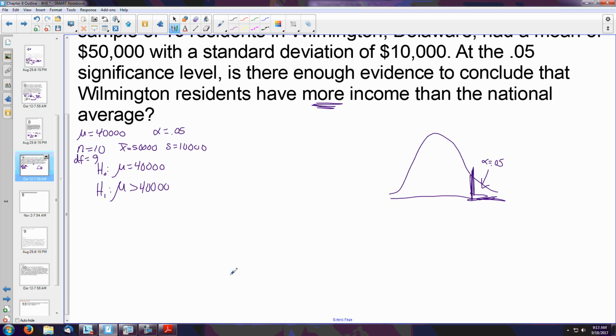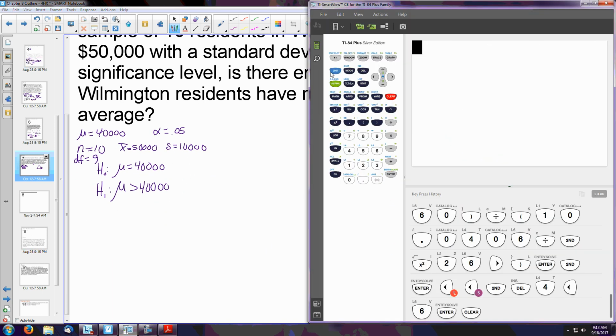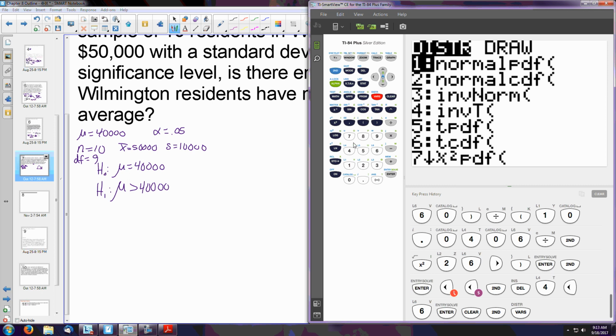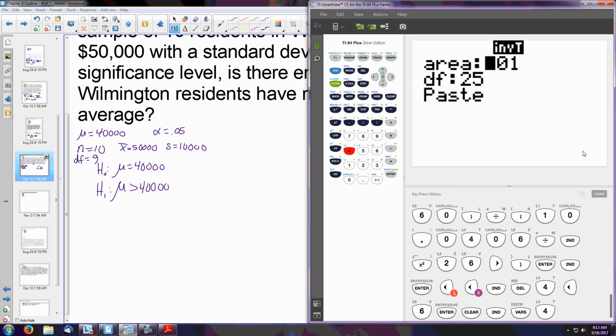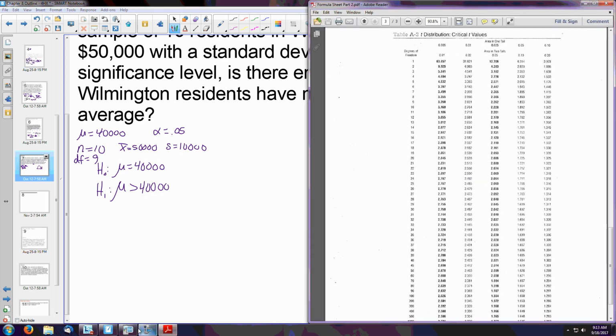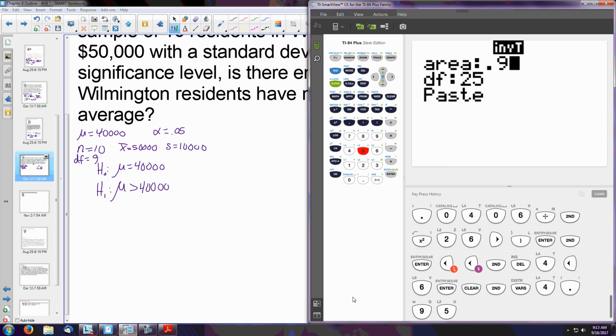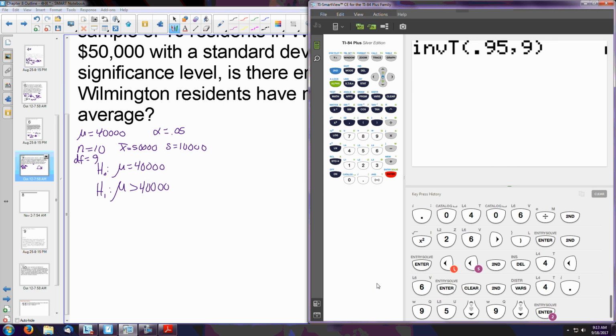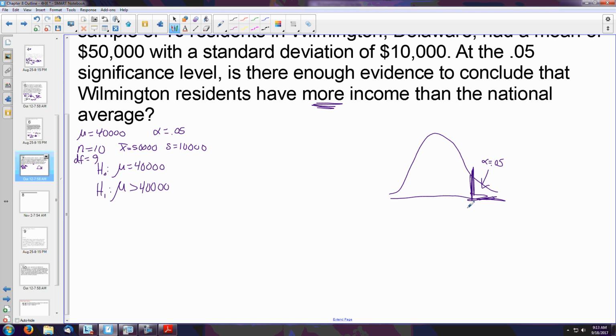So let's go ahead and find our t critical value here using the inverse t function. Now notice here, if this area is 0.05, then everything to the left of it is 0.95. So this way we don't have to worry about the positive or negative. It's 0.95 with 9 degrees of freedom. So that is a t critical score of 1.833. Again, feel free to use the table if you prefer.